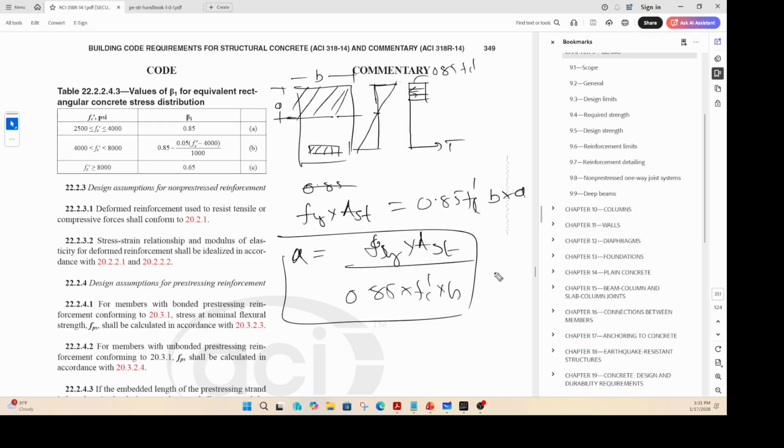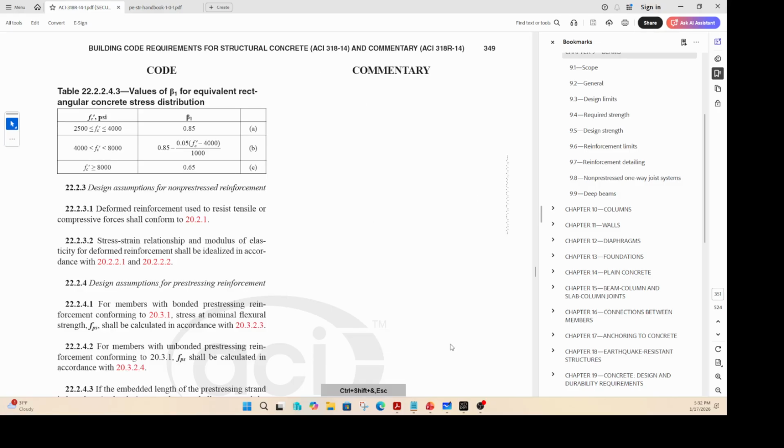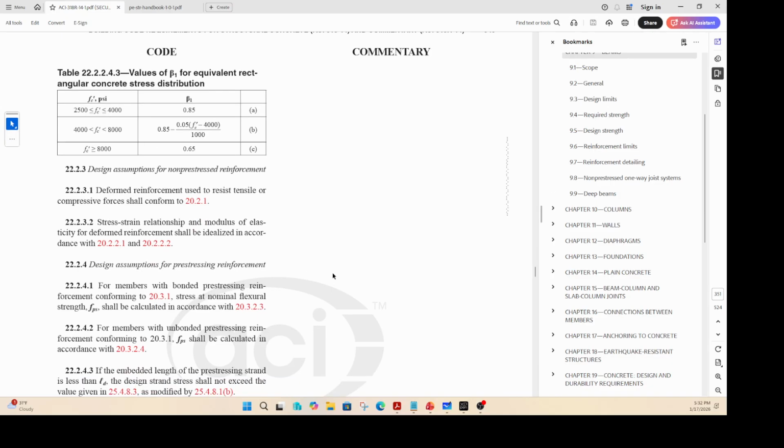That is not the depth of neutral axis. It's just the depth of the Whitney block. Depth of neutral axis is this value here, c. You know your beta value. Earlier we calculated for fc prime equal to 5000, your beta was 0.8. So you take a divided by beta 1 to calculate your c value. We'll do a detailed problem, but that's about this particular section here.